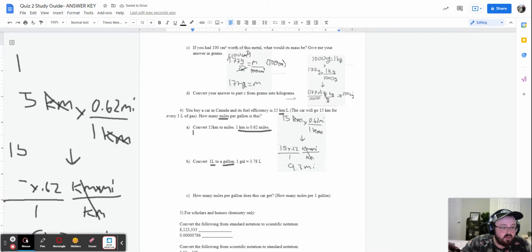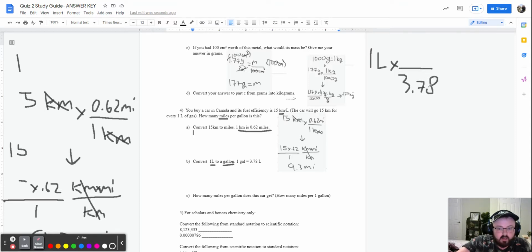Do it for the next one. So now we have to convert 1 liter. So what I said, this car will go 15 kilometers for 1 liter of gas. So we're dealing with 1 liter of gas. This is an easier example than the 54.36 seconds that we saw in the Olympic hurdles example. So I'm still going to write this out. 1 liter times 3.78 liters, 1 gallon. Here's our conversion.